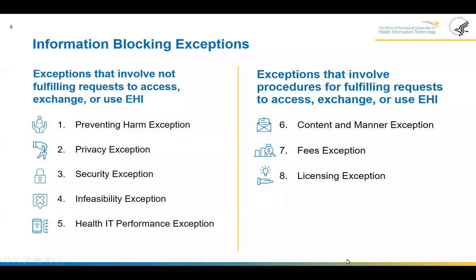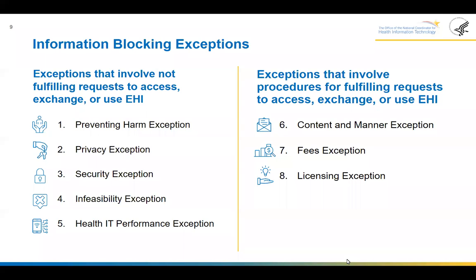So in the final rule, we finalized 8 exceptions that benefit actors by offering them certainty that when their practices with respect to access, exchange, or use of EHI meet the conditions of at least one exception, those practices will not be considered information blocking. For those familiar with the OIG's anti-kickback statute safe harbors, the exceptions operate in a similar manner. We proposed 7 exceptions and we finalized 8. We added the content and manner exception.